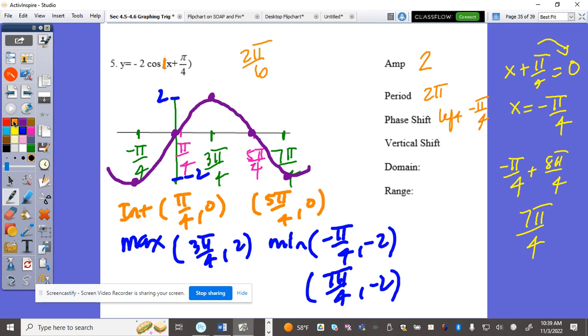Okay. For the vertical shift, there's none. Domain here is all real numbers because it keeps going. This has to have an arrowhead here because they keep going. The range is from negative 2 to positive 2.